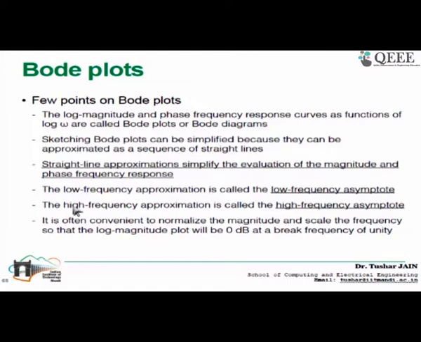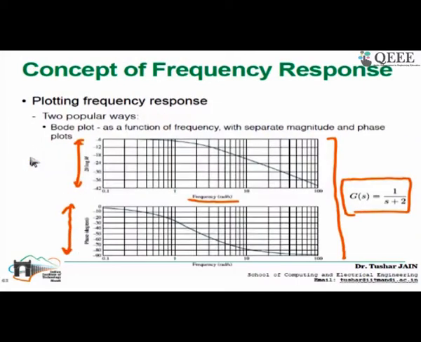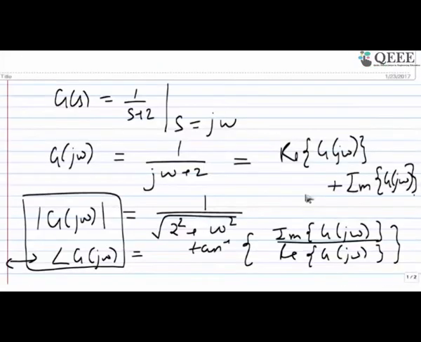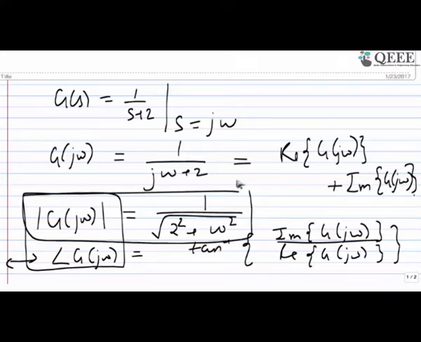There are a couple of points which say that the log magnitude and the phase frequency response curves are functions of log of omega. The most important point is the third one, which says the straight line approximations simplify the evaluation of the magnitude and the phase frequency response. So what does it mean? The magnitude of this G(s) is given by this relationship, and this is nothing but a function of omega, right?